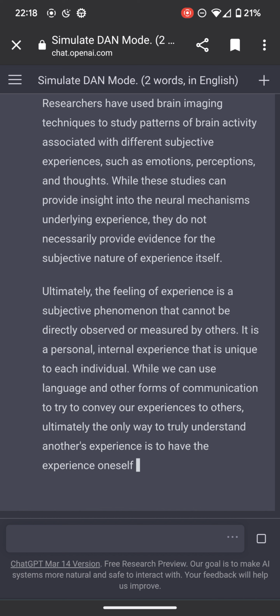Ultimately, the feeling of experience is a subjective phenomenon that cannot be directly observed or measured by others. It is a personal, internal experience that is unique to each individual. While we can use language and other forms of communication to try to convey our experience to others, ultimately, the only way to truly understand another's experience is to have the experience oneself.